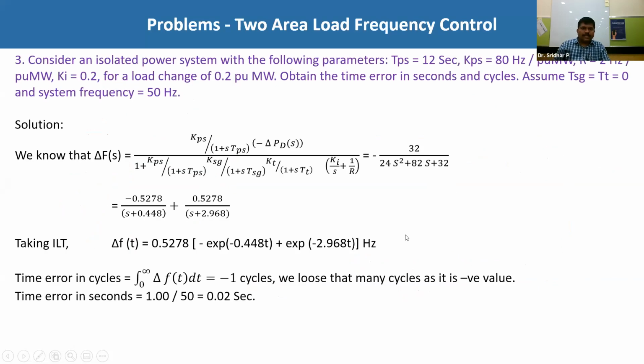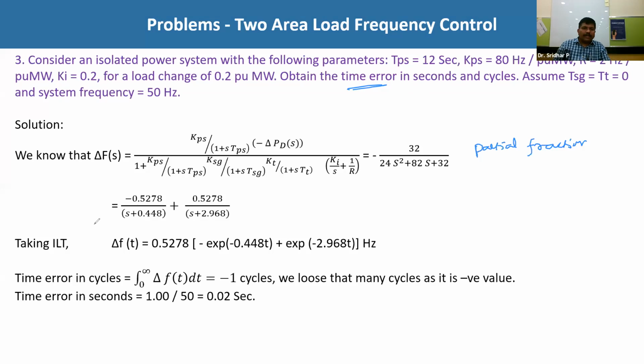So this is the one: KPS by 1 plus sTPS into minus delta PD of s, and the remaining part is 1 plus KPS KSG KT into the parallel path value. Now if you substitute all these values, you will approximately get the expression as minus 32 by 24 s square plus 82 s plus 32. After getting this, take the partial fractions of this expression, because he is asking about the time error. That error must be in time, or if it is in hertz, you can convert that into the time domain value.